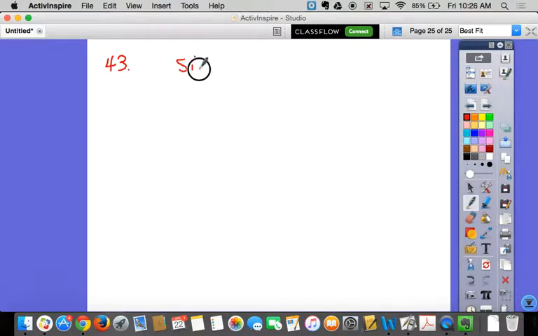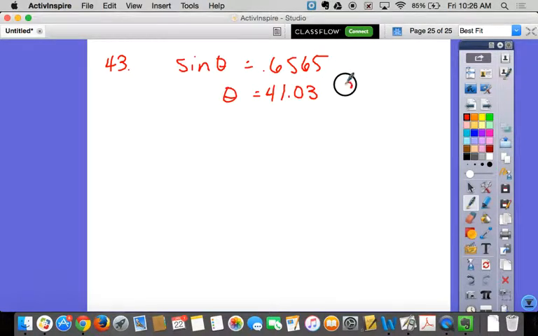43 says sine 0.6565. See, I didn't even, shame on me, I didn't give you one that was a reciprocal. So you just got blue button, sine, decimal. And we got 41 point something, so that is option C.